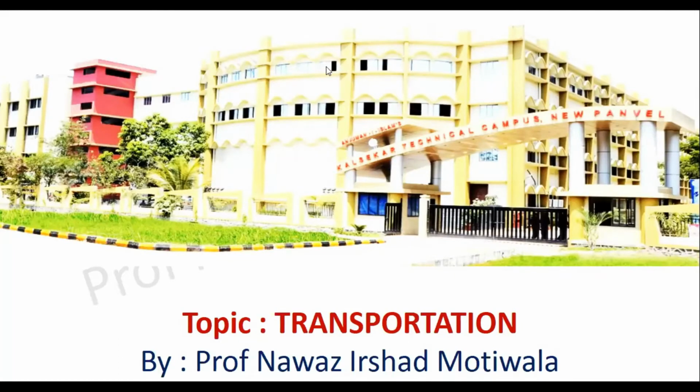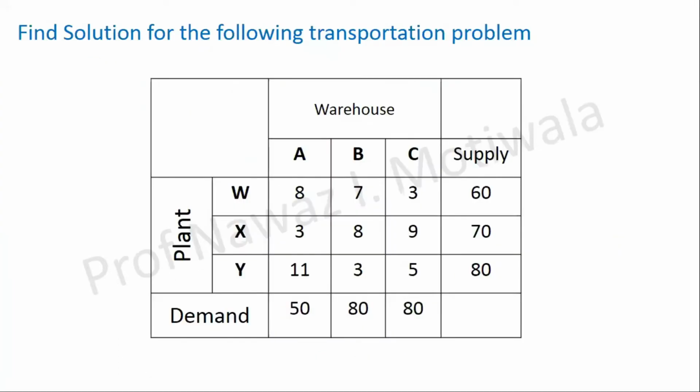Starting with the next problem, it says find solution for the following transportation problem. It means that we have to find out the optimum solution, because it is not mentioned that we should find the initial basic feasible solution. If it is only mentioned that find solution, you need to find out the entire solution which is optimum, not only the basic feasible solution.